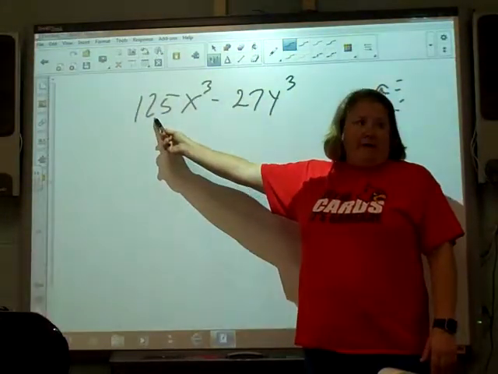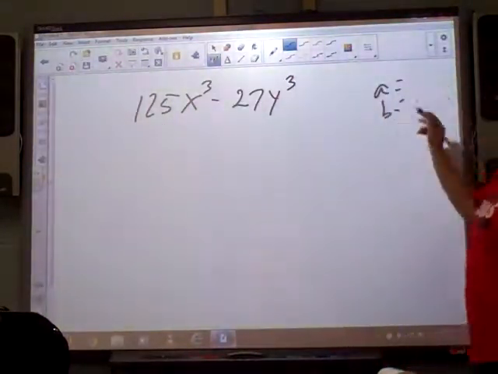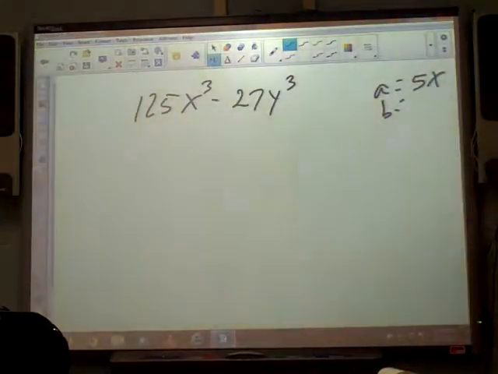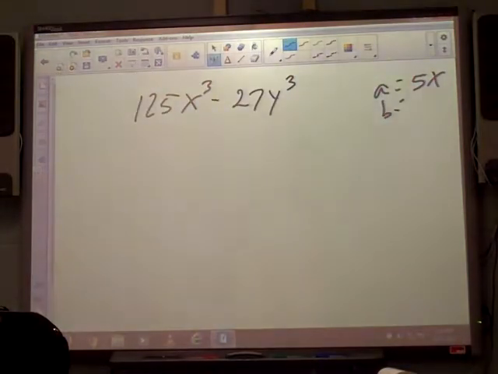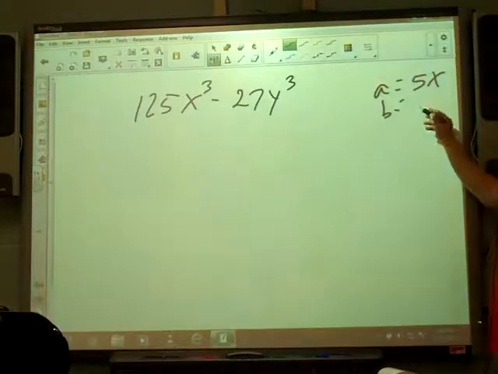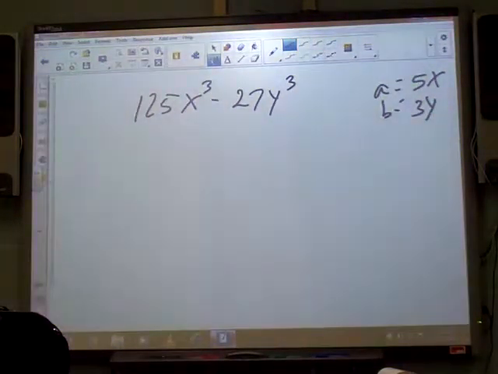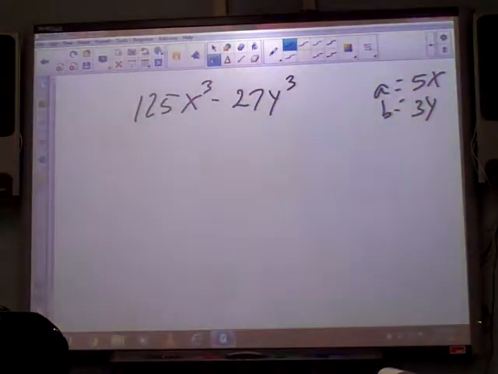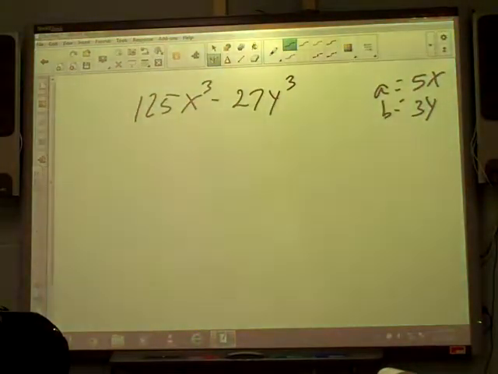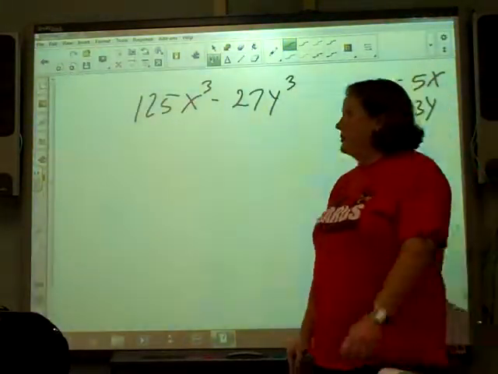125 is 5 cubed, 5 times 5 times 5. So the cube root of 125x cubed would be 5x. There's your A. Cube root of 27 is 3, 3 times 3 times 3, and y cubed would be y. Now remember, if you don't have perfect cubes in your memory, you can hit math, and I think it's number 4 that's got the cube root function for you. So you could type in 125 there and it would tell you 5. Okay, now this is a minus sign, so pay attention and use the difference pattern.